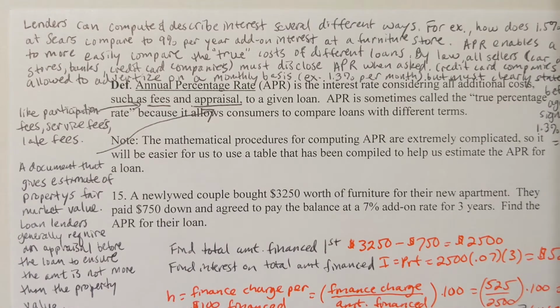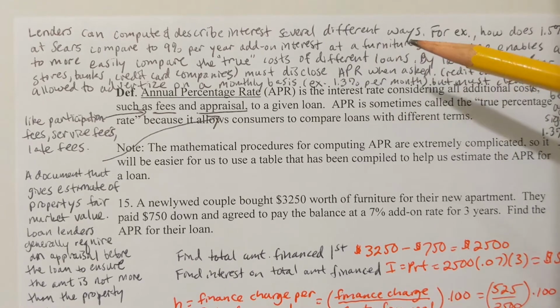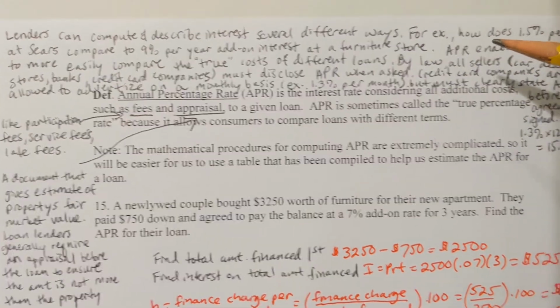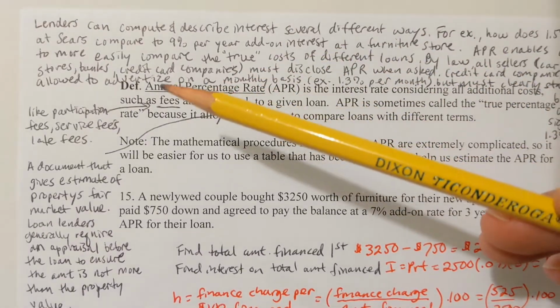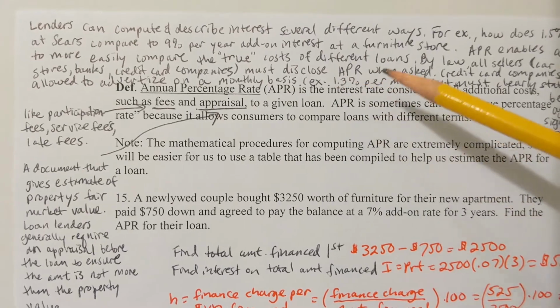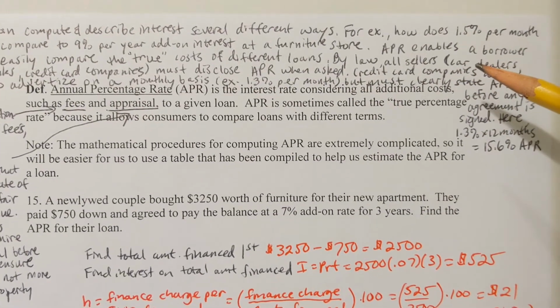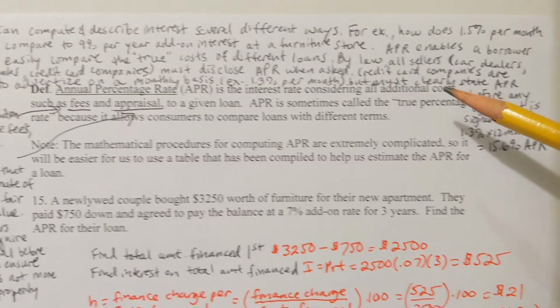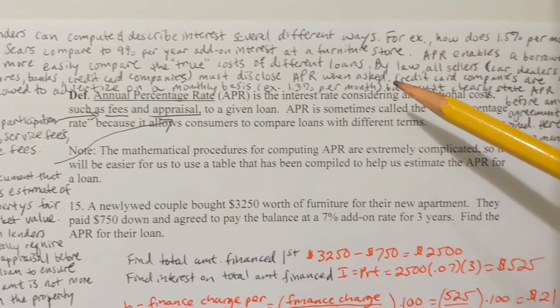Okay, we're going to begin section 13.3. It says that lenders can compute and describe interest several different ways. For example, how does 1.5% per month at Sears compare to a 9% per year add-on interest at a furniture store? I don't know. APR enables a borrower to more easily compare the true costs of different loans.